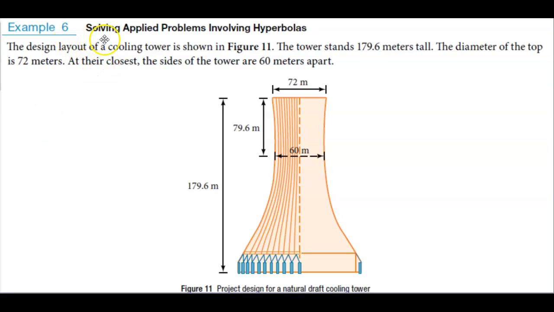Okay, for example number 6, we're solving applied problems involving hyperbolas. The design layout of a cooling tower is shown in figure 11. The tower stands 179.6 meters tall. The diameter of the top is 72 meters. At their closest, the sides of the tower are 60 meters apart.